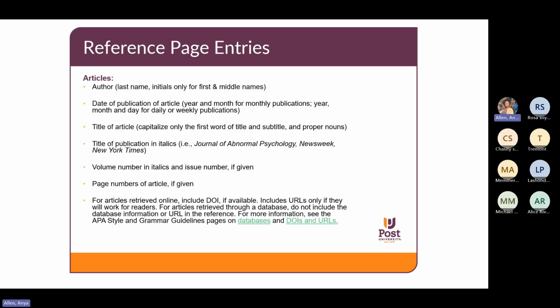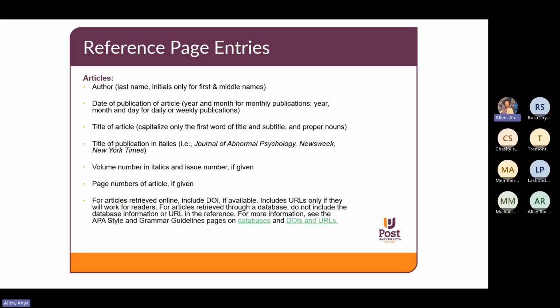Now, for articles, they're similar to books, but they just have some additional information. So the author is going to be included in the same way. You'll have the last name of the author, and then you'll have the initials only for the first and the middle name. The date of publication will be included as well, but keep in mind that articles are published at different rates than books, right? So you want to include the year and month for monthly publications, and you want to include the year, month, and day for daily or weekly publications.